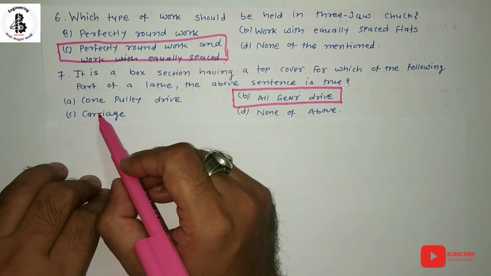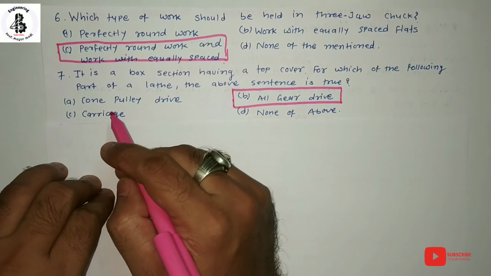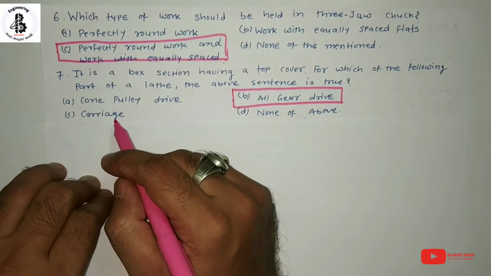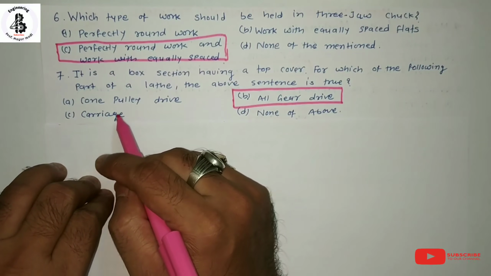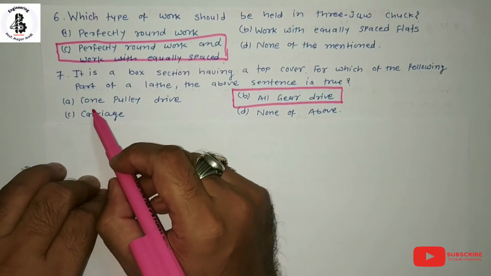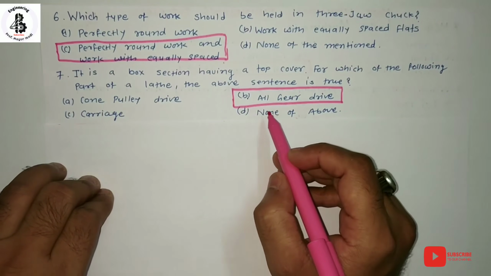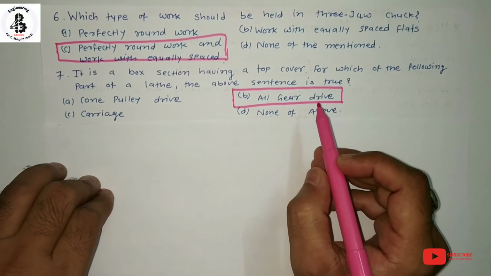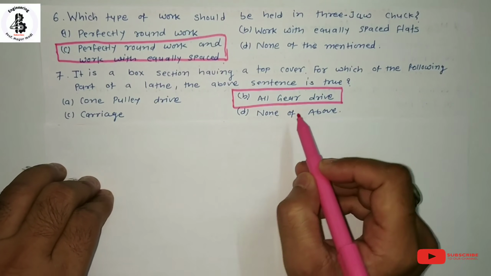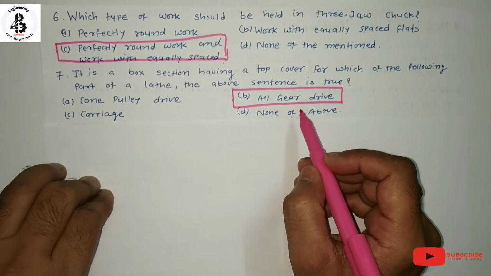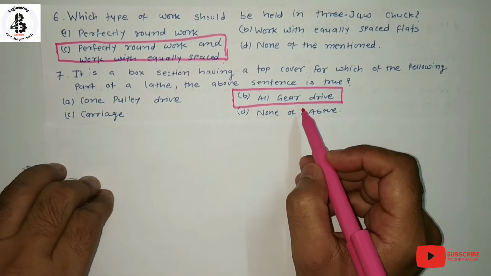You can see this in the construction and working of lathe machines. If you want to learn in detail, you should find the link in my description. The cone pulley is open, the carriage is open. Only the all gear drive has a box section with a top cover.